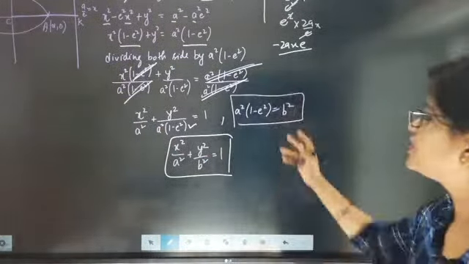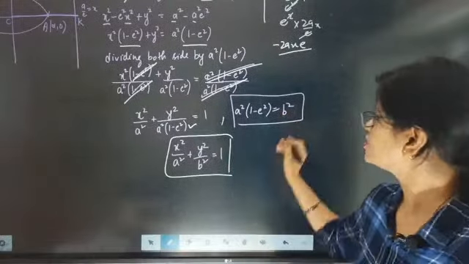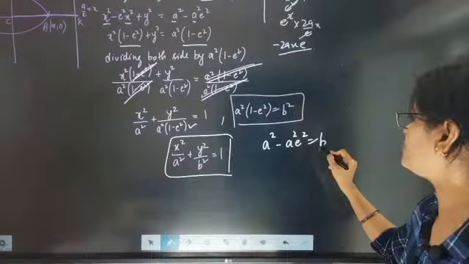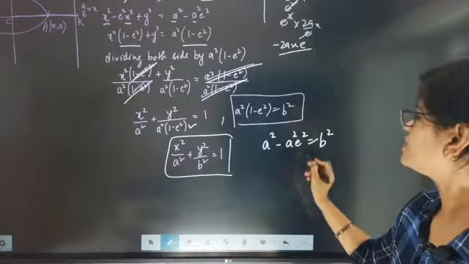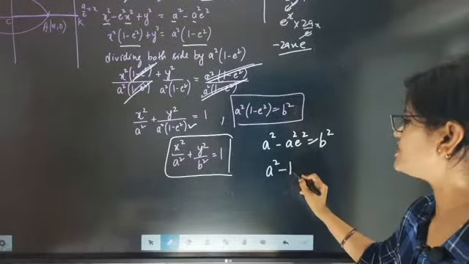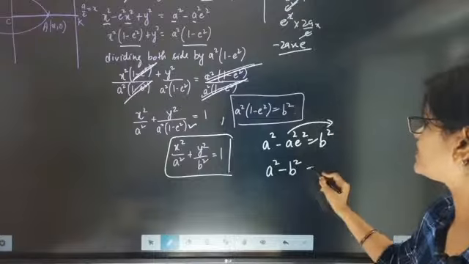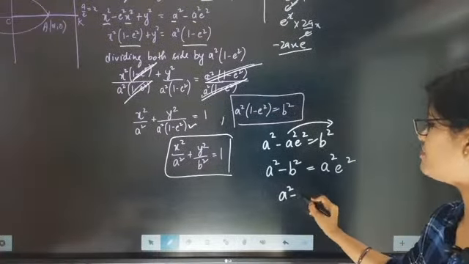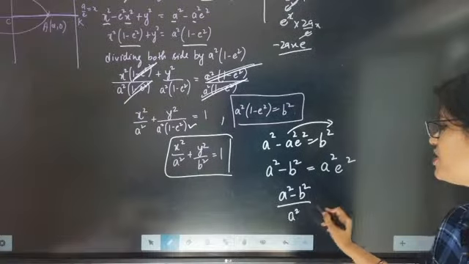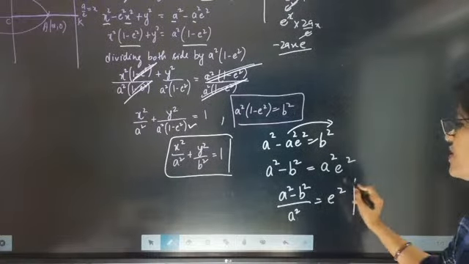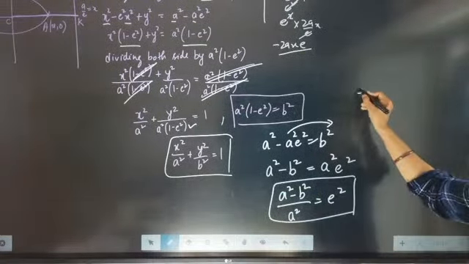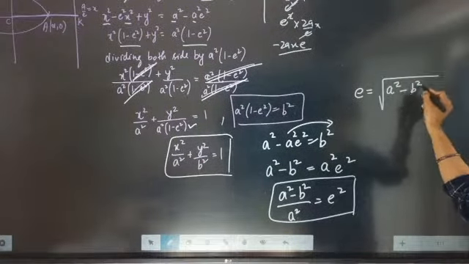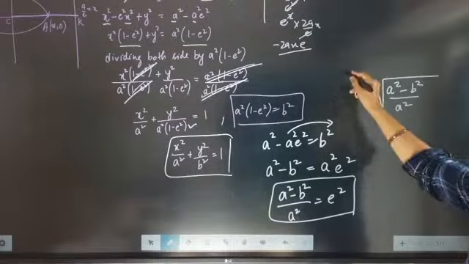Now after substituting, we got this much. So now we are going to write a square minus a square e square equal to b square. Shift this to that side, so it comes as a square minus b square equal to a square e square. So a square minus b square by a square equal to e square. So the eccentricity value will be e equal to root under a square minus b square by a square. Remember this part.